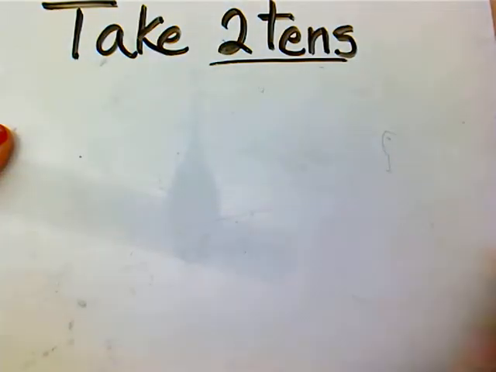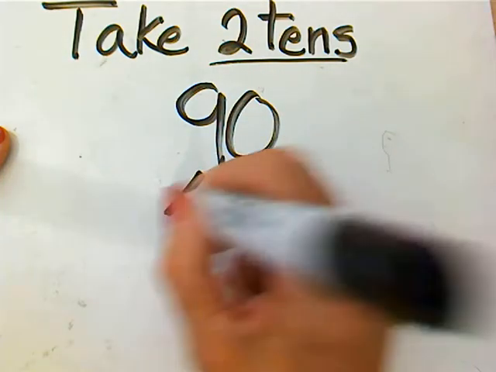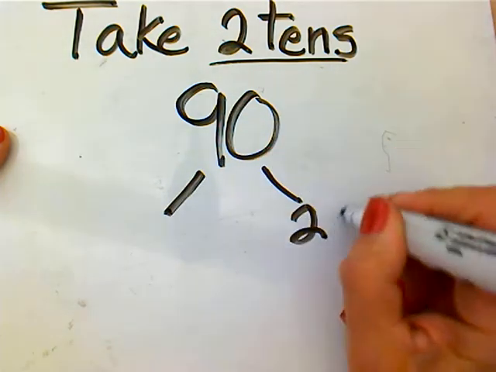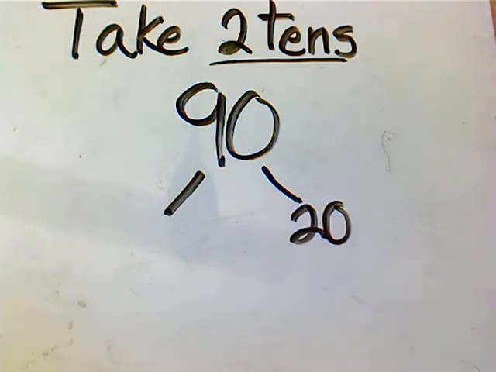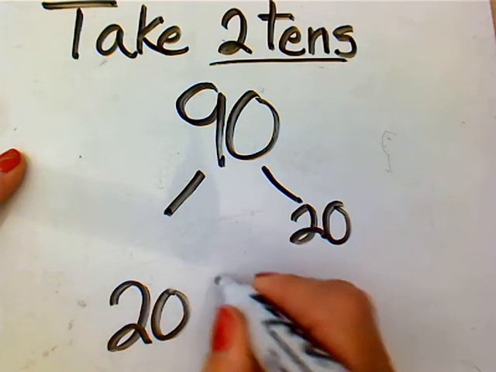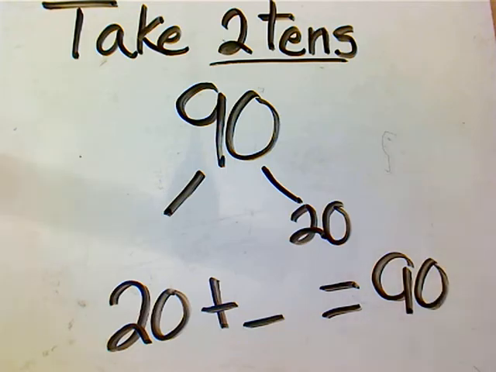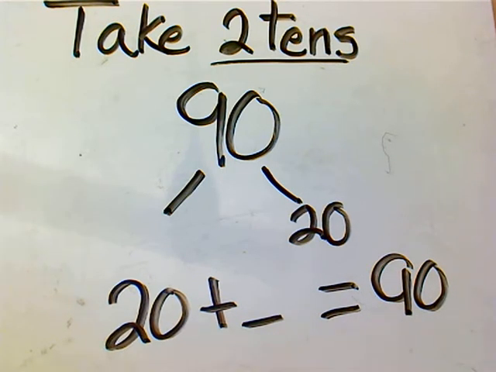Let's try another take two tens. Let's do 90 this time. So if I broke this apart and I took two tens, what would the other side of my number bond have to be? Well, let's see. 20 plus something would give me 90. What would I have to add to 20 to get 90?